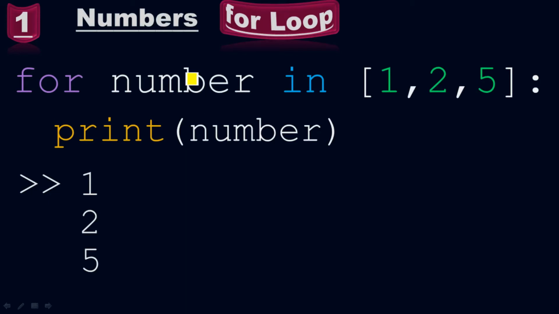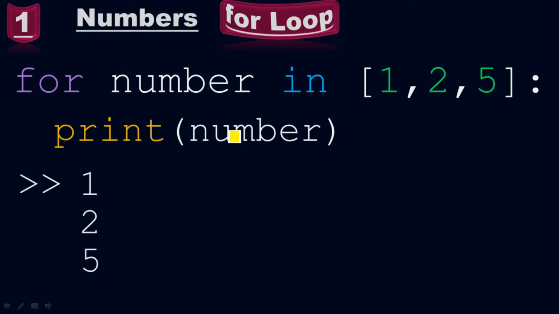I repeat it. So I gave number here, for number in 1, 2, 5. And then for the print function, you have to put exactly the same thing, the same variable name, number. If you have number here, you have to take the print of number. If you have A here, you have to take the print of A. If you have X here, you have to take the print of X. Whatever name you have here, you have to take the print of exactly the same name. So since I have number here, therefore I took the print of number.